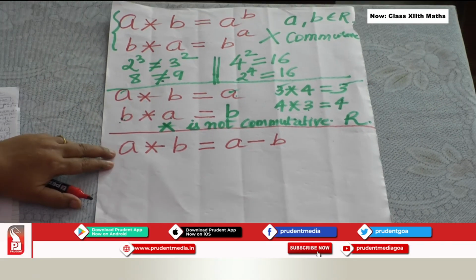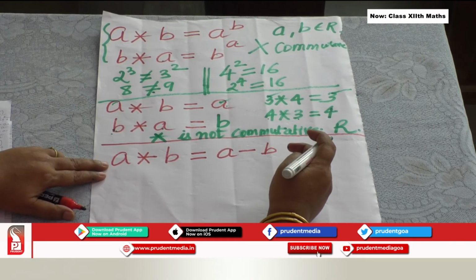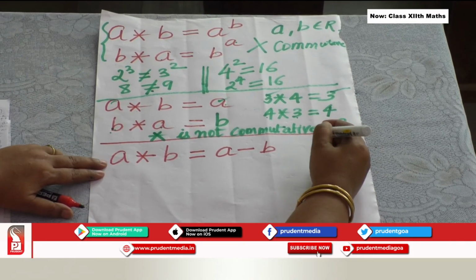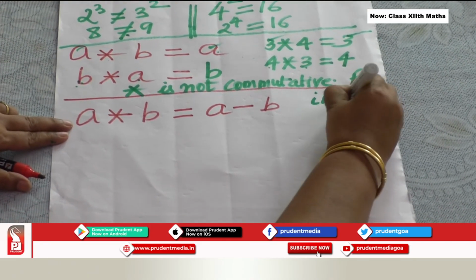Okay. Here also I am taking A star B is A minus B. Okay. I have to find the inverse if it exists. Okay. I will find the inverse.